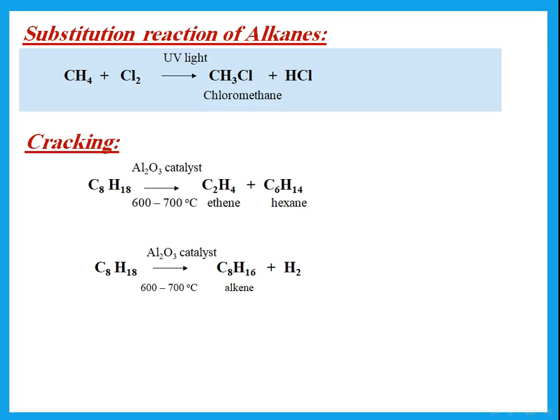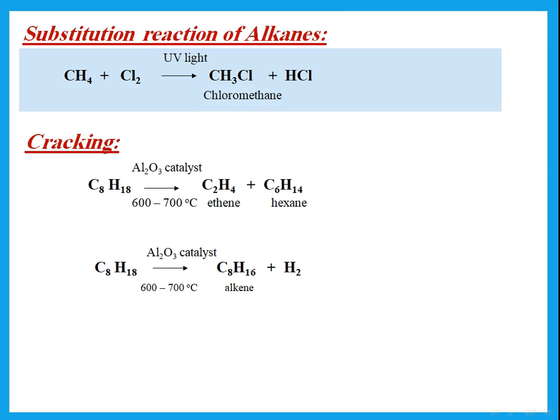Another reaction of alkanes is cracking. Cracking means breakdown of a long chain hydrocarbon into shorter chains. So I'm starting with something that has a lot of carbons like C8H18, and I'm going to break it up into smaller molecules. Now, when I break it up, I will always make an alkene. But I will either get alkene plus alkane or alkene plus hydrogen.